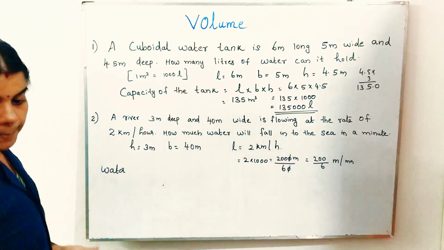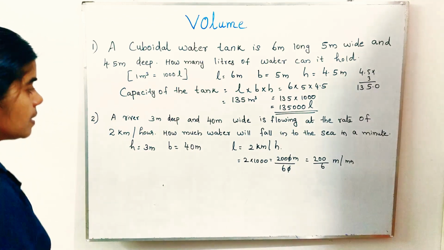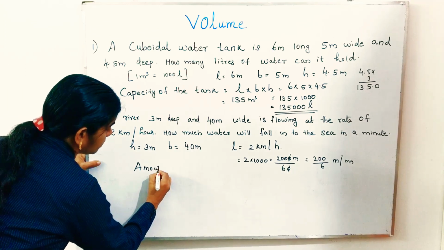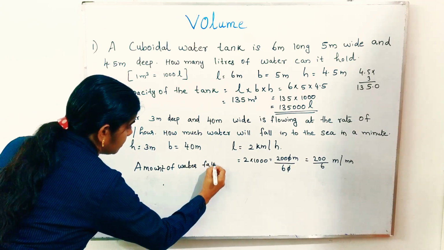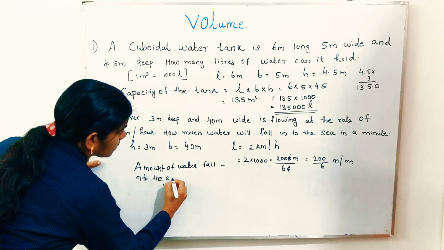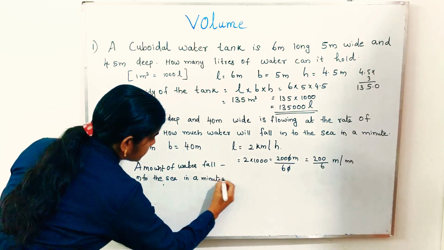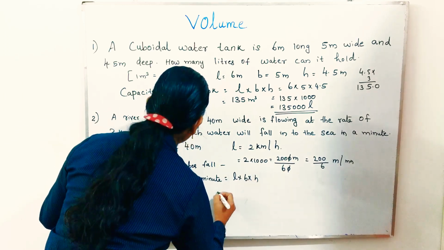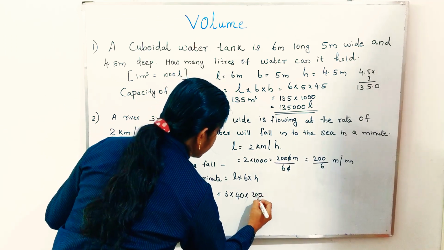Amount of water fall into the sea in a minute. Amount of water fall into the sea in a minute is equal to, you already know that, L into B into H, that is L is 3 into 40 into 200 by 6.